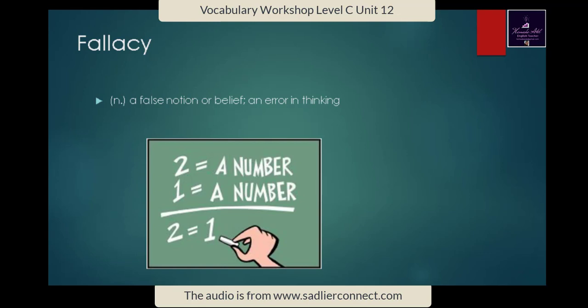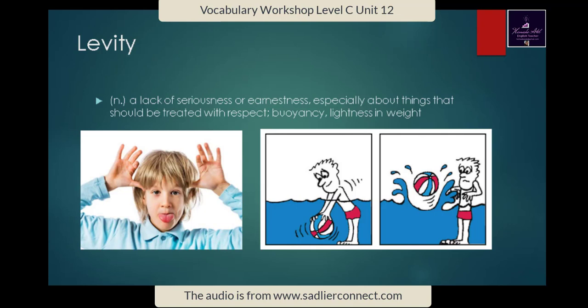Next up is levity. Levity. Levity is a noun that means either a lack of seriousness about something that should be treated with respect, or buoyancy. Sometimes a little harmless levity can help get a person through a long and difficult ordeal. Or, hydrogen rises in the air because of its natural levity.